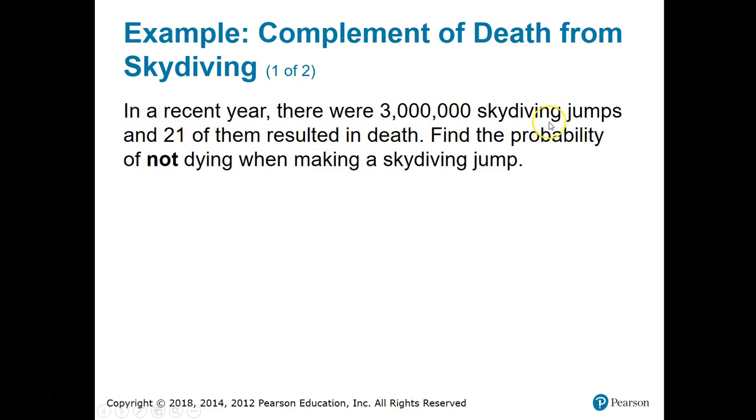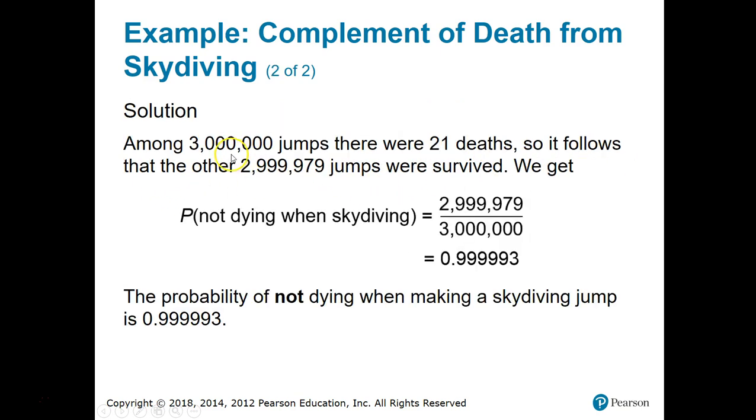In a recent year, 3 million skydiving jumps were made, and 21 of them resulted in death. Find the probability of not dying while making a skydiving jump. Well, that is 3 million minus 21 divided by 3 million. So 2,999,979 jumps survived. Take that, divide by 3 million. We get a bunch of 9s followed by a 3. So that's the probability of not dying while making a skydiving jump.